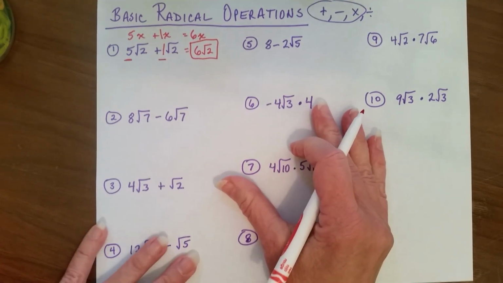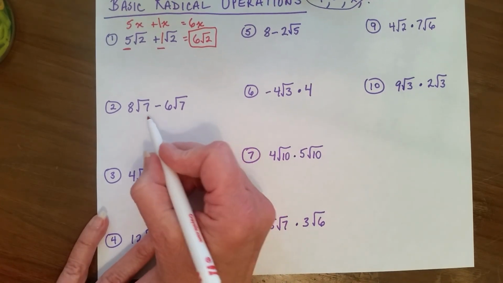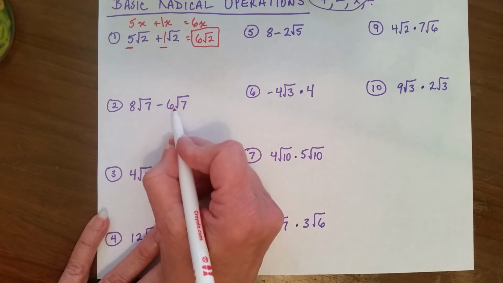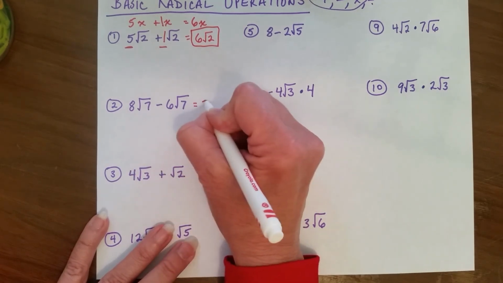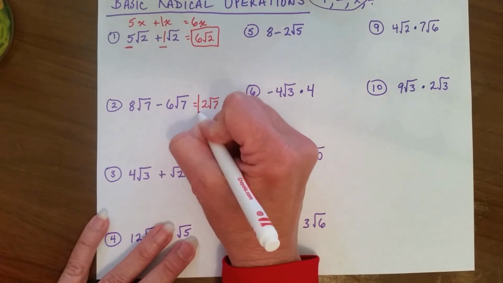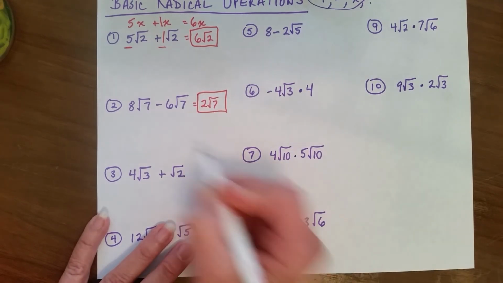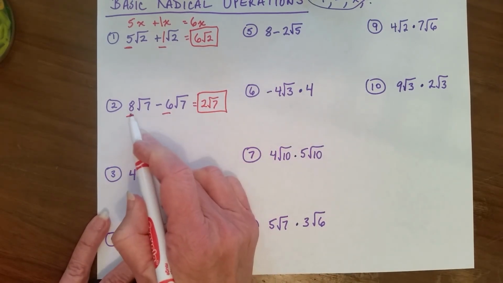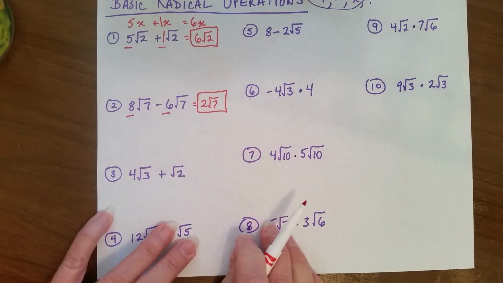Okay, so number 2. If I have 8 root 7 minus 6 root 7, I have 8 of them. I'm going to take away 6 of them, so altogether I'll have 2 of them. So I'll have 2 root 7. Same thing there. In this case, I did 8 minus 6 and got 2 root 7.